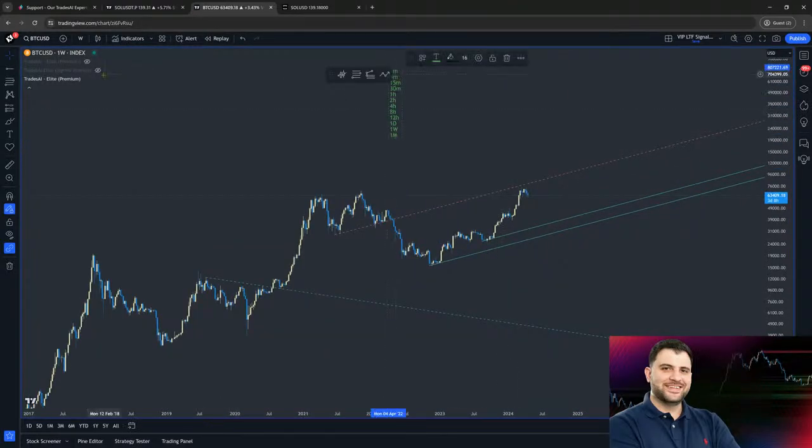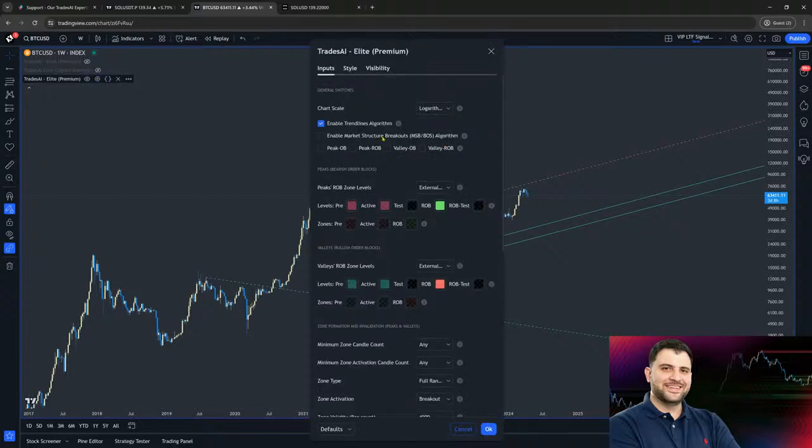Okay, so that's the time frame feature or algorithm. What you want to do is enable everything in the indicator if you want, or pick and choose whatever is more comfortable for you to trade. Some people just trade the trend lines in TradesAI, which are very powerful. Some people trade only the MSP. Some people trade the OBs, the ROBs, or you can enable all of them.